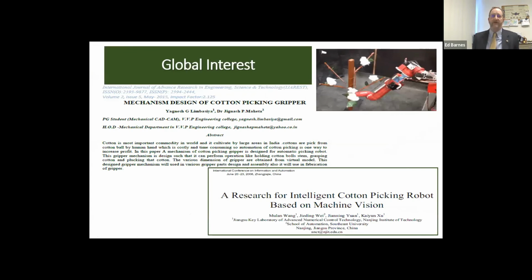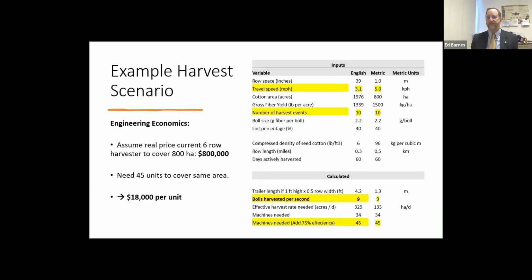I will note that I am obviously most familiar with what's going on in the United States. I know there's a lot of global interest in this. I've seen papers out of India and China looking at robotic harvest. I know in India, I don't know the current status of it, but there was Green Robotics looking at developing a machine for cotton harvest in India. So there is growing interest in how we can use autonomous tools for cotton harvest.